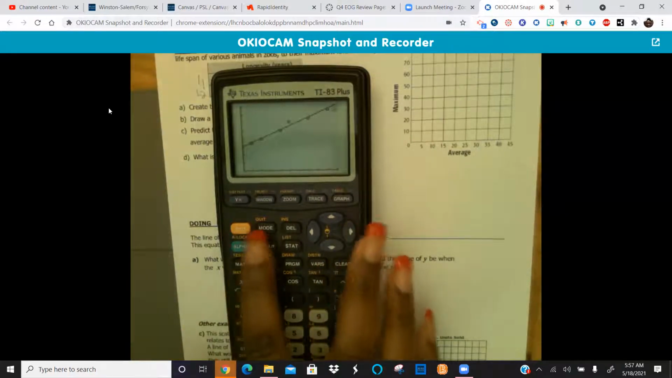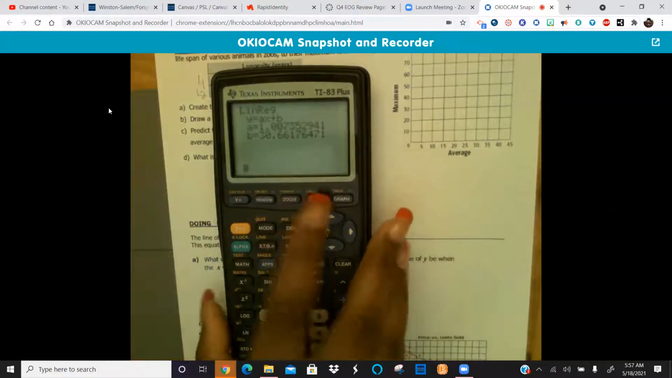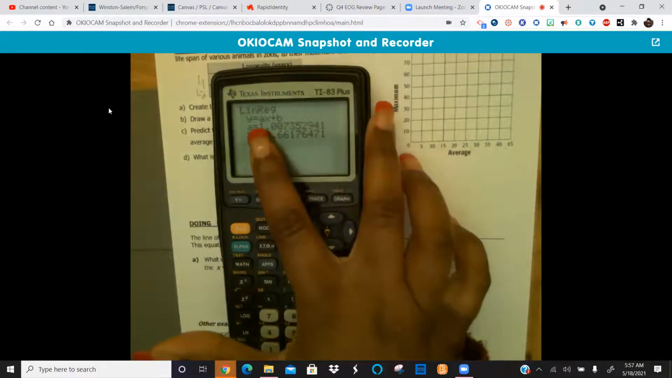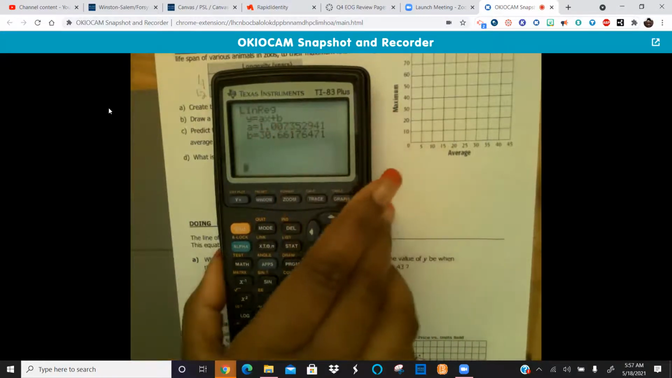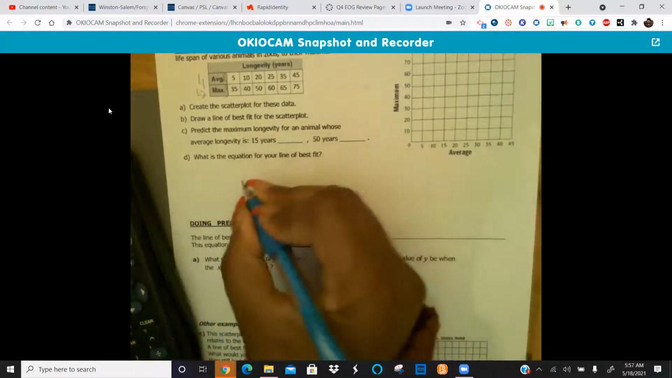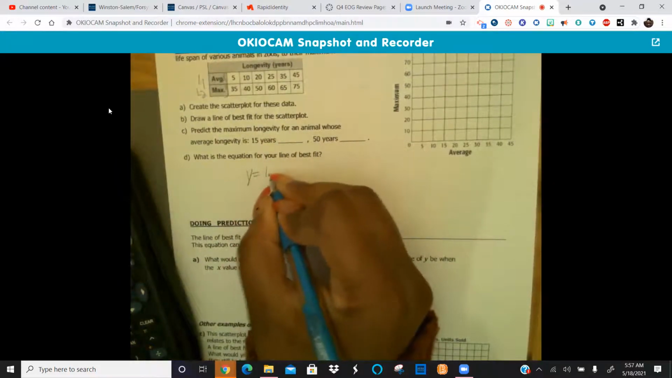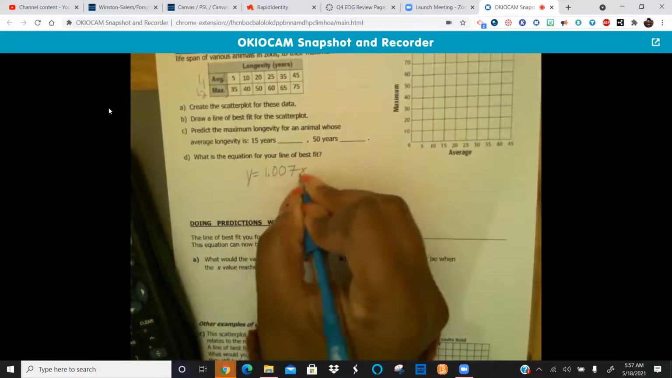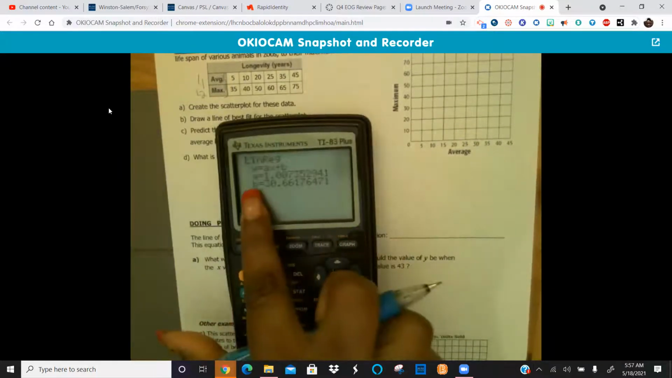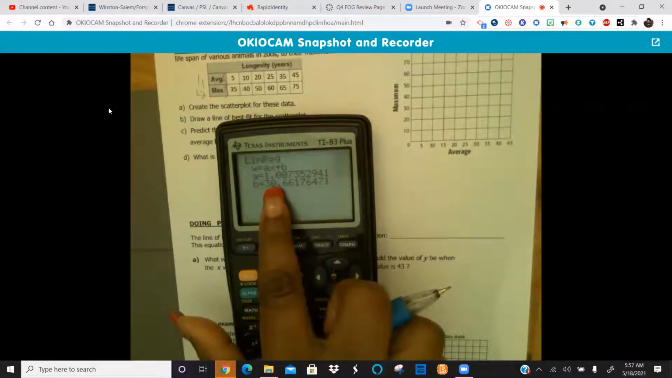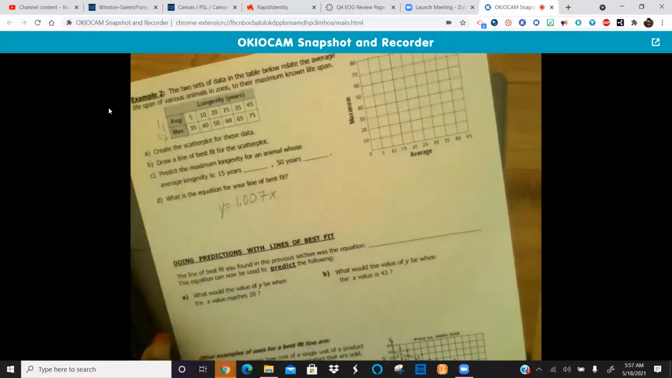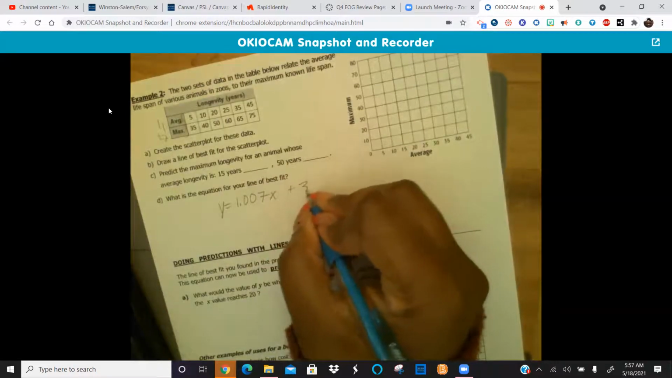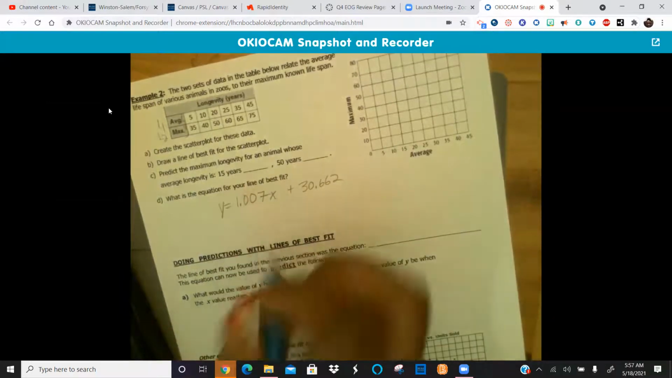So I'm going to write that line of best fit down, but I'm going to end up rounding it. I'll go back to my main screen. I'm going to round this, okay? So my slope is, I don't want to just put 1. I'm going to put 1.007, okay? So y is equal to 1.007x, I'm rounding it, and then plus 30.662. Okay, this is the line of best fit here.